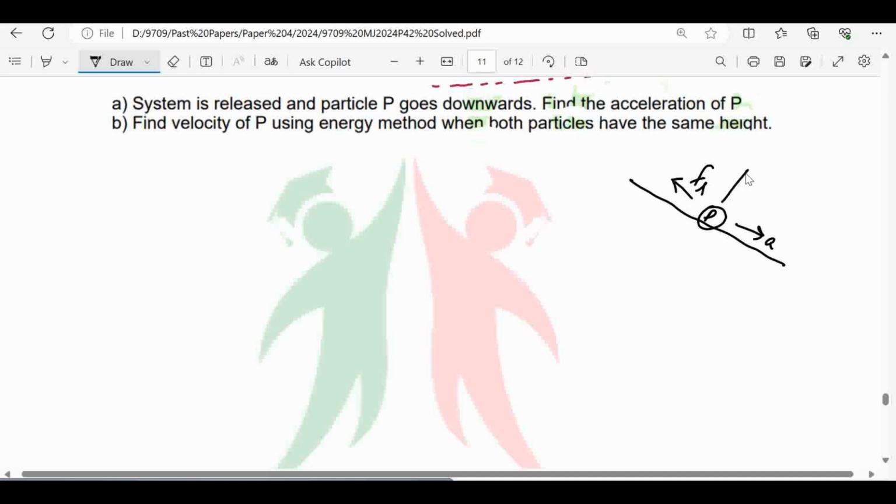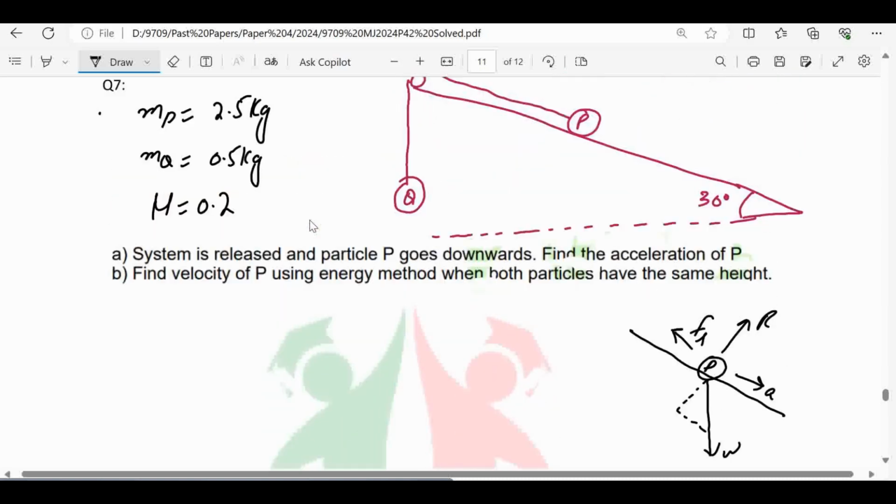And we know that this one will be R, and definitely we cannot ignore the components of weight. This will be the perpendicular component, and this will be the parallel component. Now let's see it one by one.